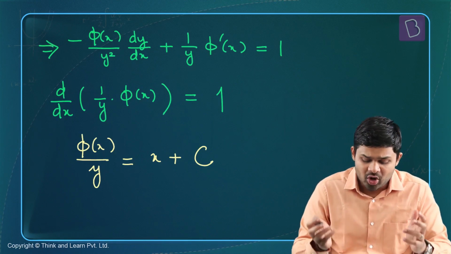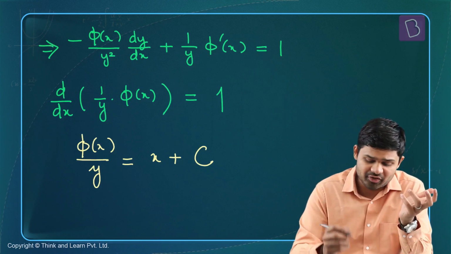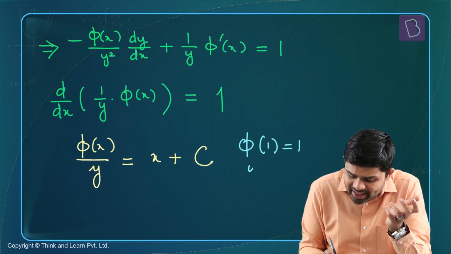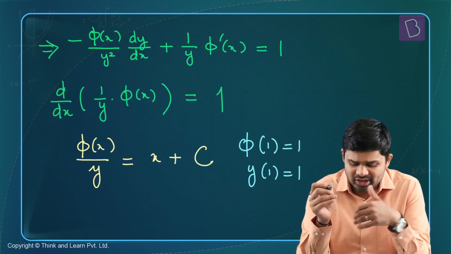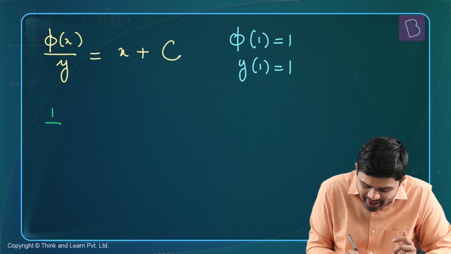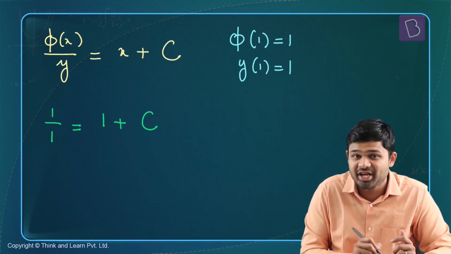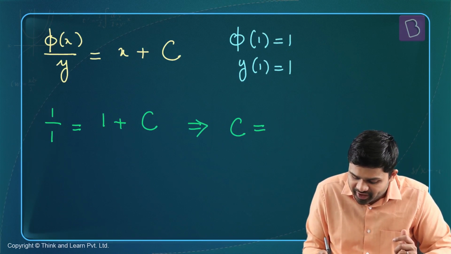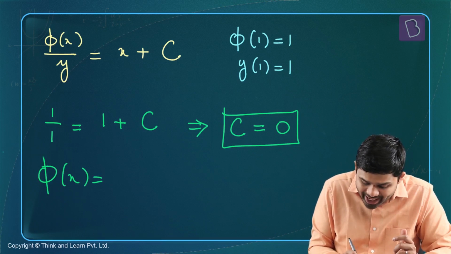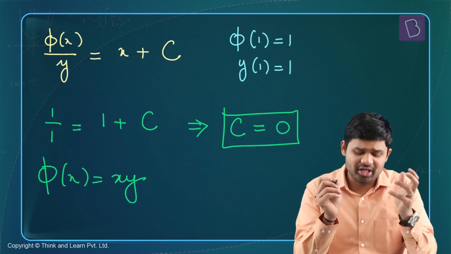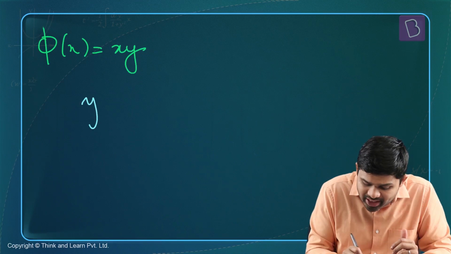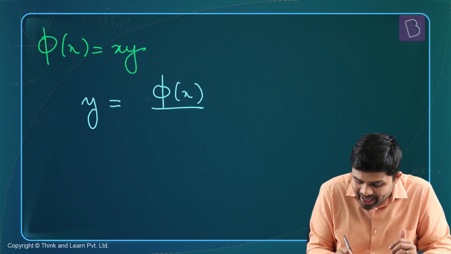After that, it's very trivial, because in order to find the constant of integration, we're going to make use of all the information given to us. We've been given that phi of 1 is 1 and y of 1 is 1. So when x is 1, y is 1, and phi is also equal to 1. So we plug in that. I get 1 divided by 1 to be equal to 1 plus the constant of integration, which immediately gives me the constant of integration to be equal to 0. So phi of x is equal to xy. But to be honest, we don't want the expression for phi of x, we want the expression for y. So I get y to be equal to phi of x divided by x.